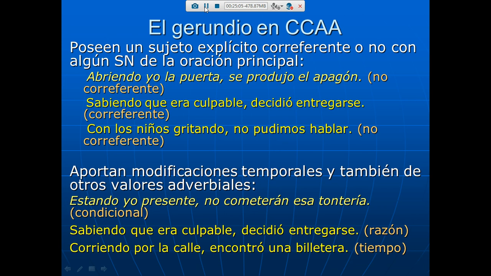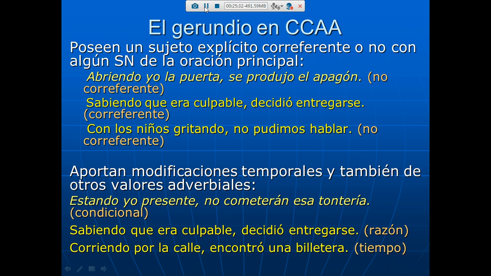O sea, en abriendo la puerta se produjo el apagón, mientras yo abría la puerta se produjo el apagón, de tiempo. Pero sabiendo que era culpable, decidió entregarse, hay otro tipo de relación. No hay una conjunción subordinante, pero asumimos que es de razón, porque sabía que era culpable, decidió entregarse. Veamos aquí. Estando yo presente, no cometerán esa tontería. Es un condicional. Si yo estoy presente, no cometerán esa tontería.